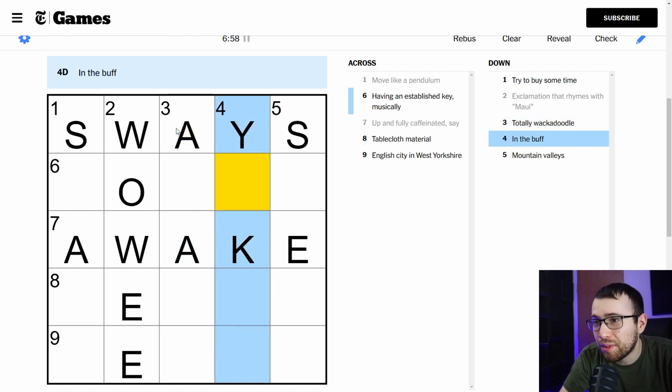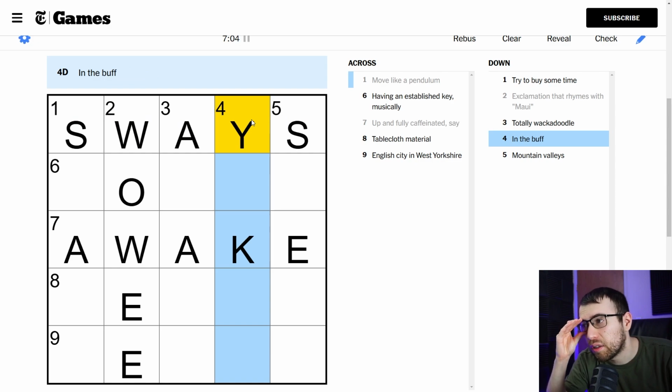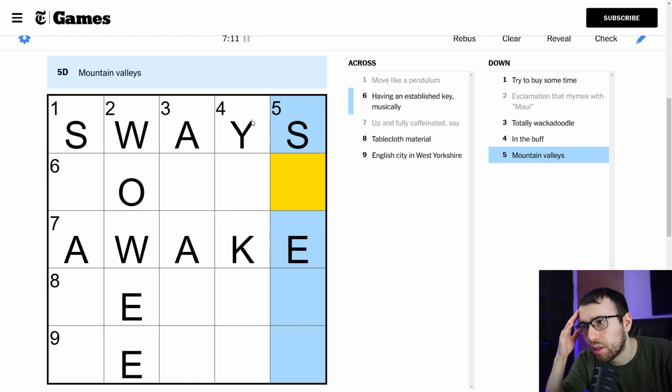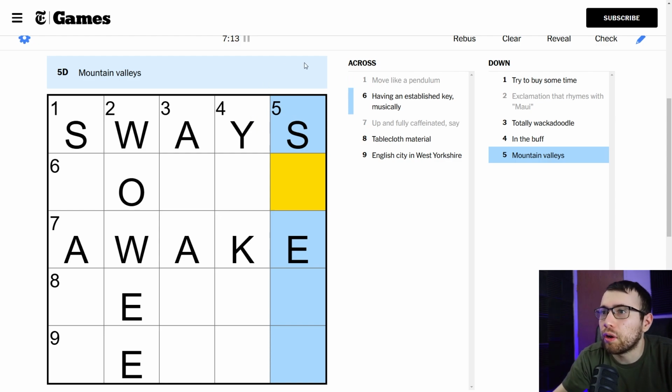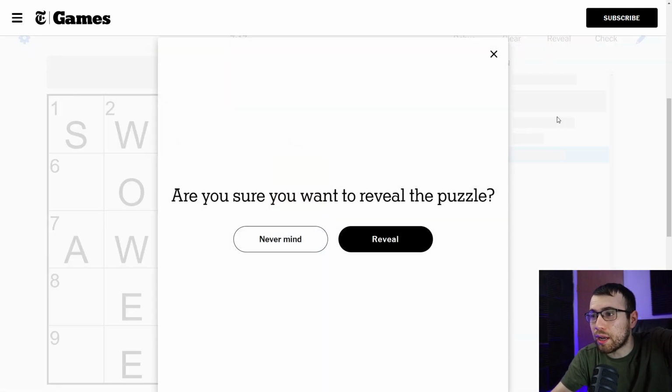In the buff, maybe sways is wrong. Because a word that starts with Y, in the buff. I guess, I don't know. I have no idea. I've spent 7 minutes on this and I'm getting nowhere. What is the answer? Just show me. I'm done with this.